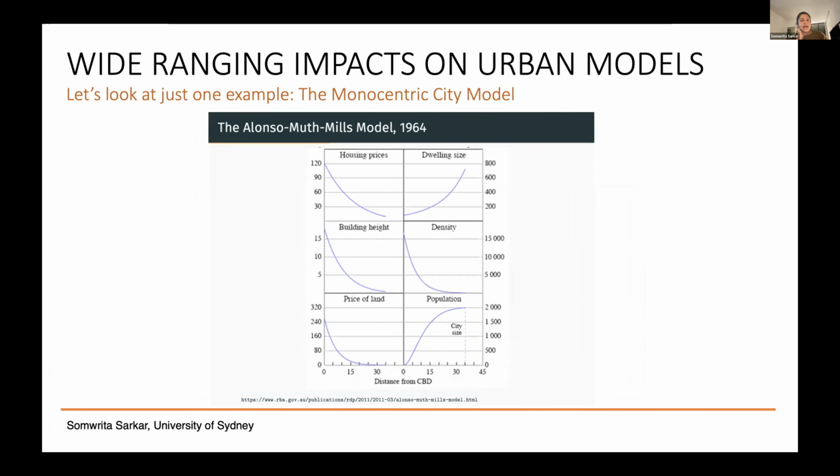So this is very interesting because it has also been confirmed with a lot of empirical data. This is a Reserve Bank of Australia paper, for example, where they tracked how housing prices decrease as you move away from the city center, dwelling sizes increase, building heights decrease, densities decrease, price of land decreases, and populations decrease, but saturate. By the time you're reaching the city limit, you'll have decreasing population density. And at some point, the city ends and you're into the rural area. So it's not just an idea. We can actually see it in practice, and a lot of empirical data confirms it.